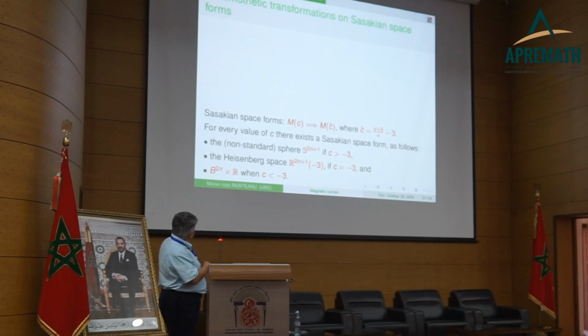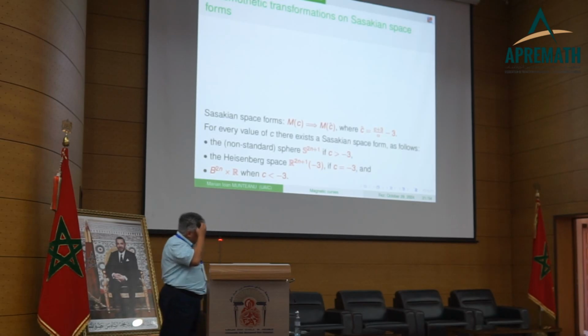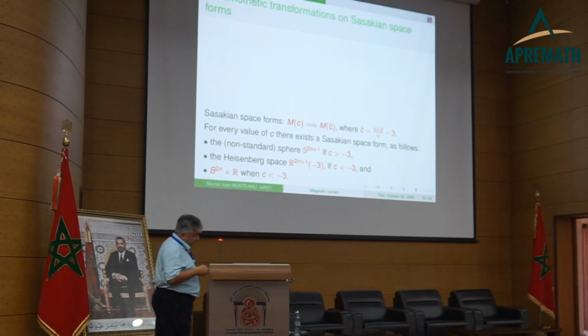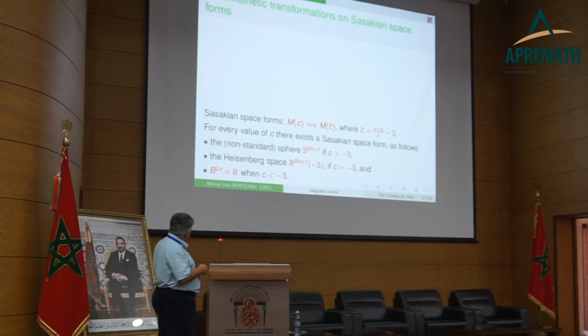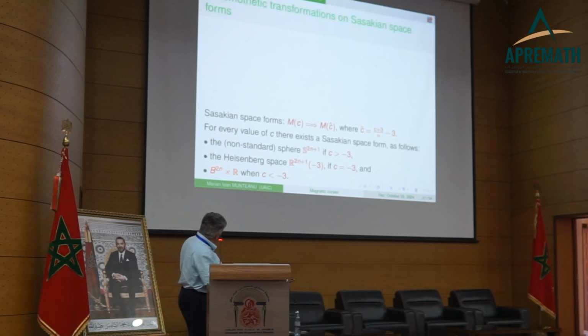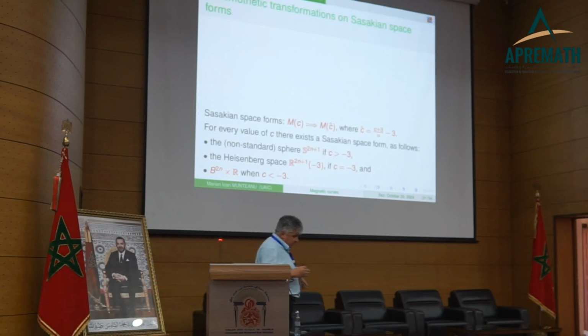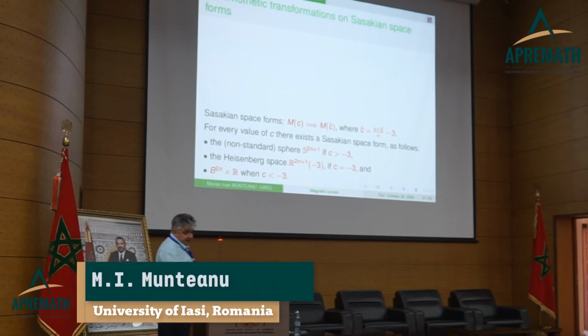Okay, so remember that the typical models for Sasakian space forms are non-standard spheres when C is greater than -3, that we will call Berger spheres, including here also the unit sphere, the Heisenberg space of phi-sectional curvature -3, and B^2n cross R, where B is a complex space form, and here the metric is not the product metric; there is a construction there. Okay.